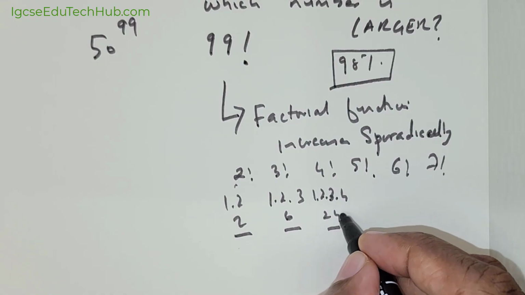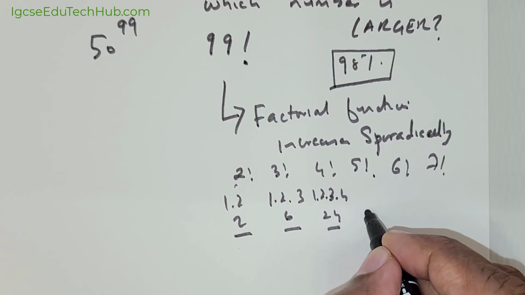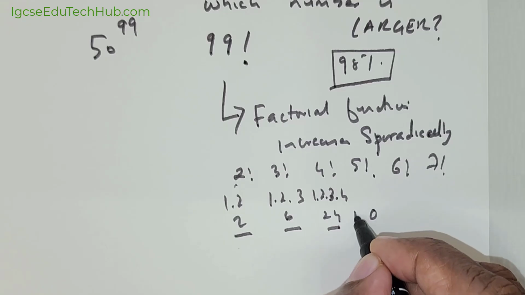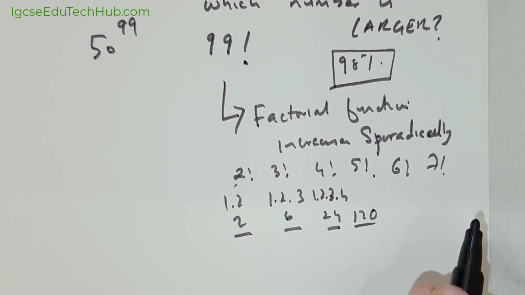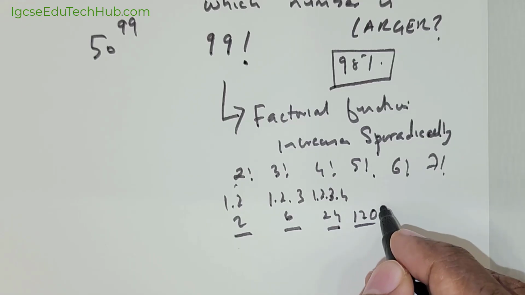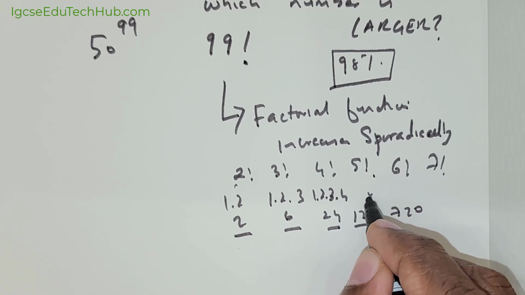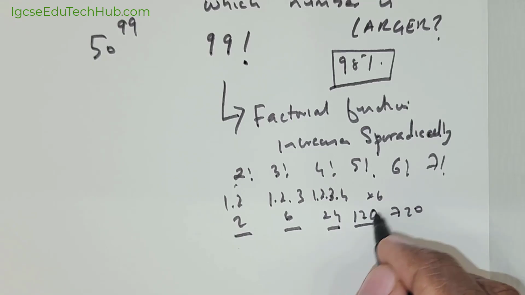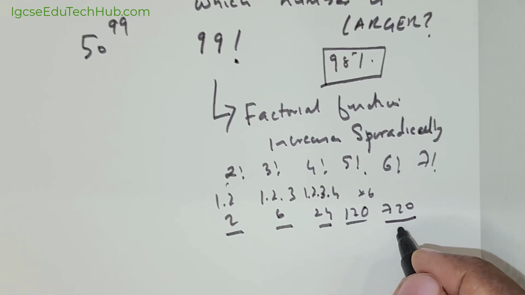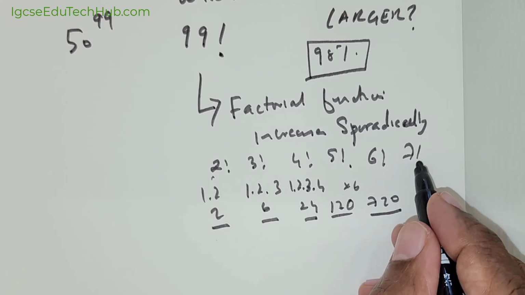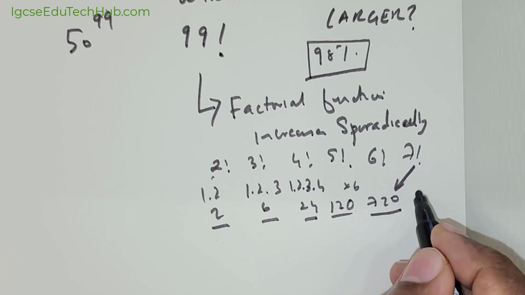Now 5 factorial, you multiply 5 to this. What do you get? 120. Again, it's manageable. Now 6 factorial, immediately it jumps to 720. You multiply by 6, 6 times 2 is 12, and so on. Now guess what happens with 7 factorial?